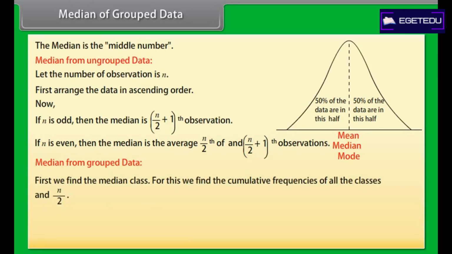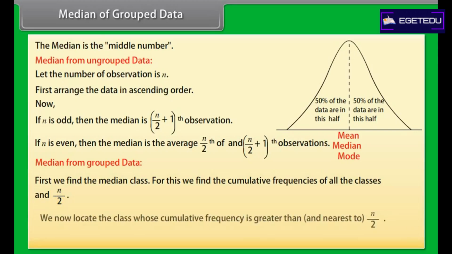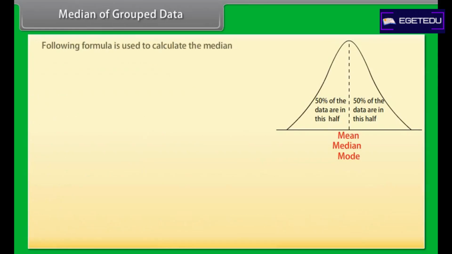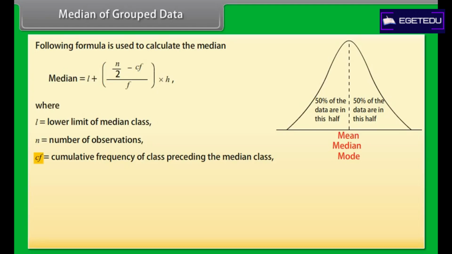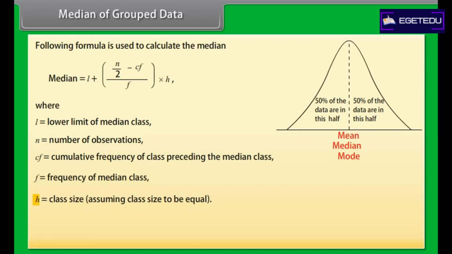First, we find the median class. For this, we find the cumulative frequencies of all the classes and n by 2. We now locate the class whose cumulative frequency is greater than and nearest to n by 2. This is called the median class. Following formula is used to calculate the median. L plus (n by 2 minus CF) divided by F and multiplied by H, where L is equal to lower limit of median class, n equals number of observations, CF equals cumulative frequency of class preceding the median class, F equals frequency of median class, H equals class size assuming class size to be equal.